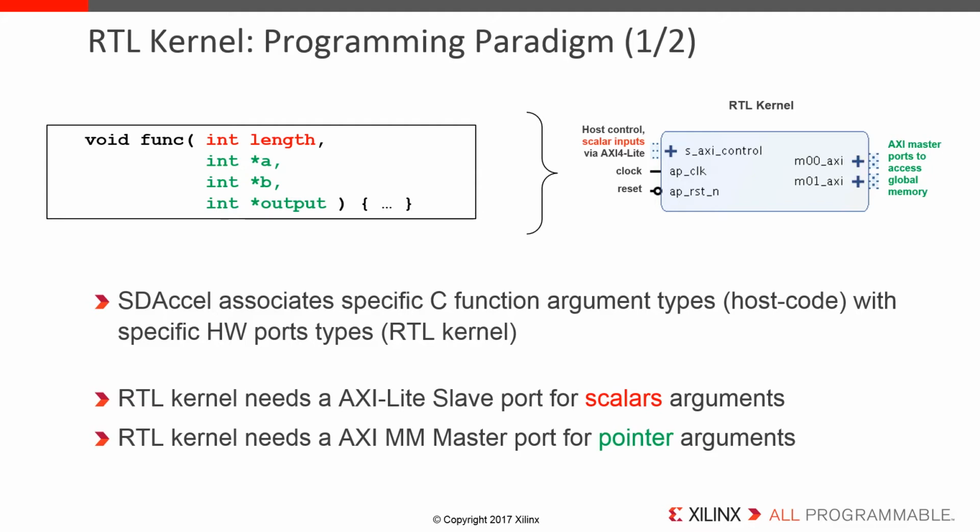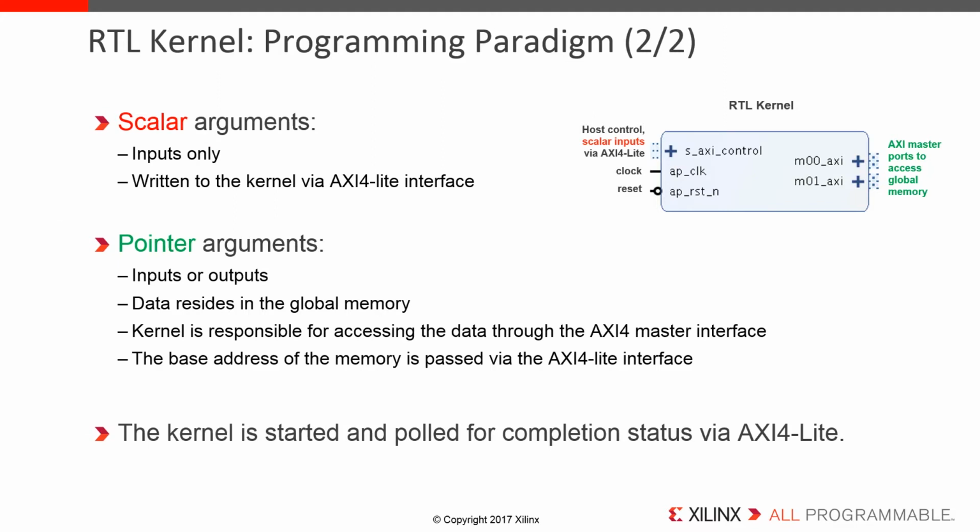All scalar arguments are passed to the RTL kernel through the AXI-Lite slave interface. The RTL kernel needs an AXI memory mapped master port for pointer arguments that are passed to it. It is important to note that the scalar arguments can only be inputs to the RTL kernel. These are written to the register file in the kernel via the AXI-Lite interface. If the kernel needs to return any values as outputs, they need to be passed through the AXI master interface using pointer arguments.